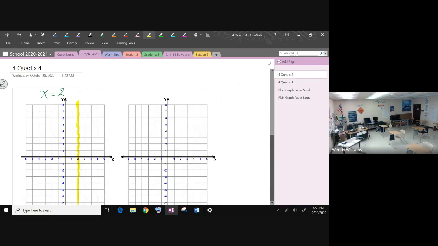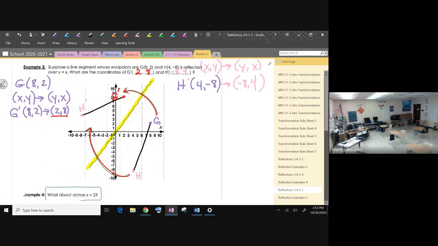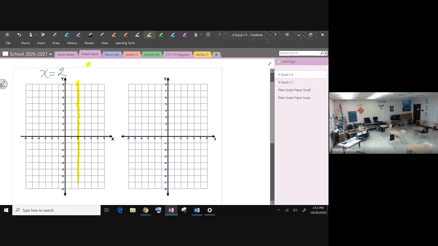So we're going to take those same coordinates of G and H, and now instead of going across the diagonal, we're going to go across x equals 2. So let's go back to that problem real quick. The coordinates of the original were, G was 8, 2, and H was 4, negative 8.